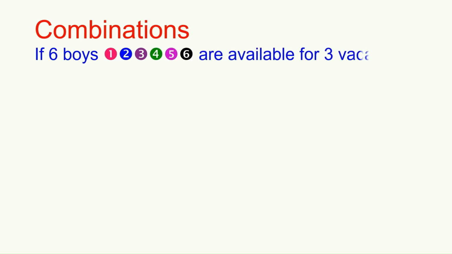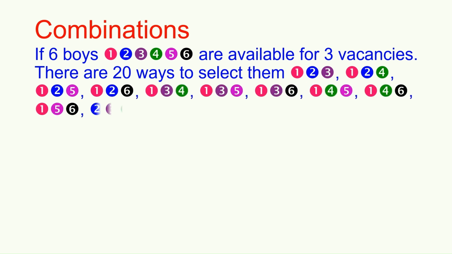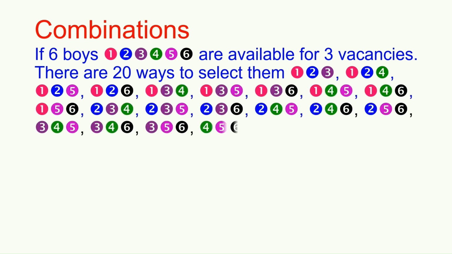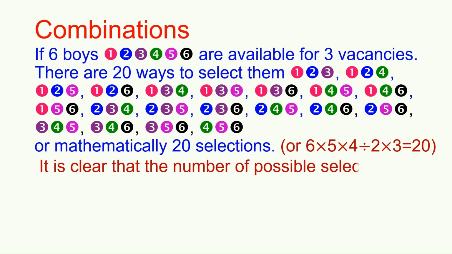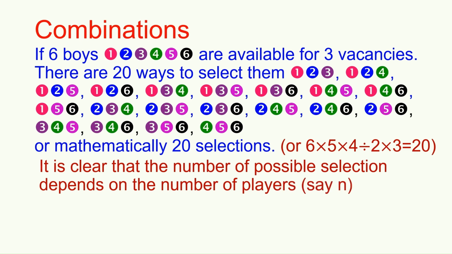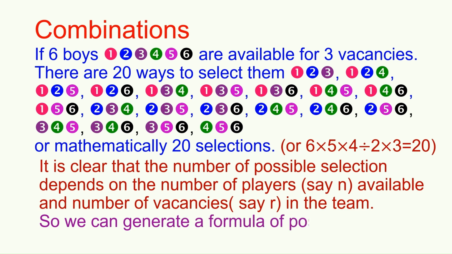If 6 boys numbered 1, 2, 3, 4, 5, 6 are available for 3 vacancies, there are 20 ways to select them, shown here. Or mathematically, 20 selections, or 6 times 5 times 4 divided by 2 times 3 is equal to 20. It is clear that the number of possible selections depends on the number of players, say n, available, and the number of vacancies, say r, in the team. So we can generate a formula of possible combinations using n and r.